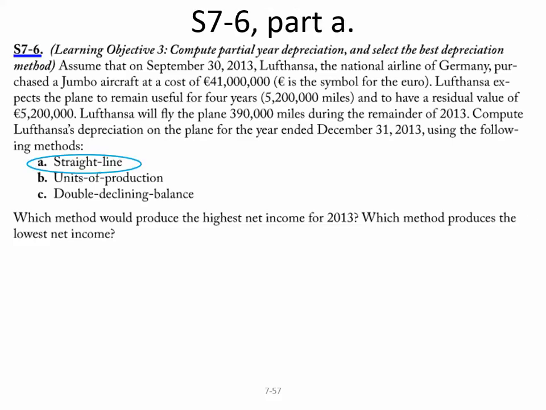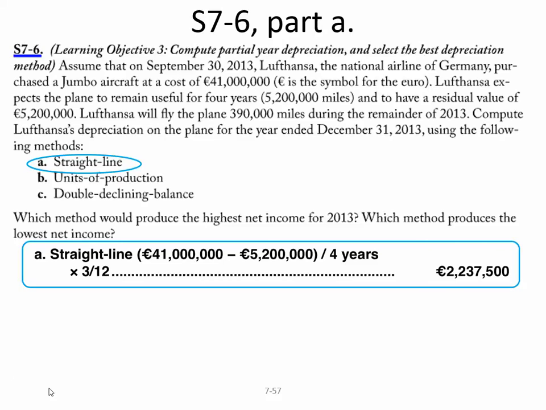So straight line method, when we do that, what we do is we take the cost minus the residual value and divide it by the useful life. And then we're going to adjust for how much of the year we owned it. So what we're doing for a straight line is we take the cost of 41 million euros minus the residual value of 5,200,000. Then we divide that by 4 years. So that's our annual depreciation, but then we need to multiply it by 3 months divided by 12.